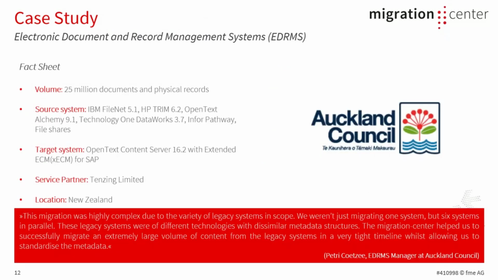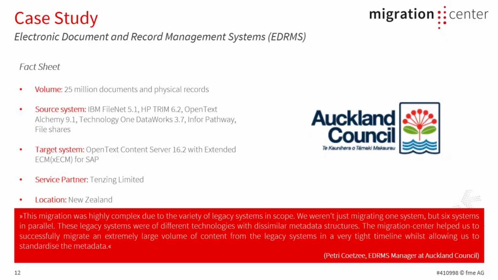Now let's talk a little bit about one of our customers. This is Auckland Council in New Zealand, managed by one of our service partners, Tenzing. We migrated above 25 million documents and physical records from 6 different legacy systems into OpenText Content Server with Extended ECM for SAP. This migration was part of a critical transformation project to streamline the document and records management platform.